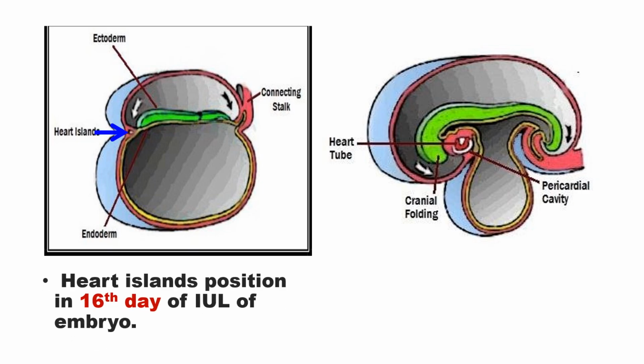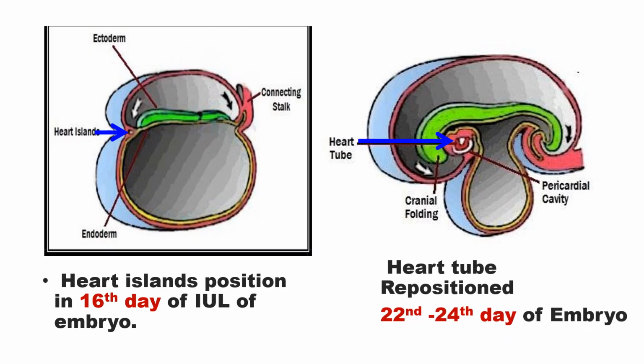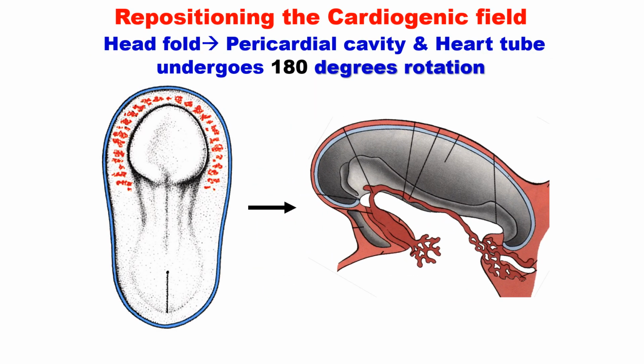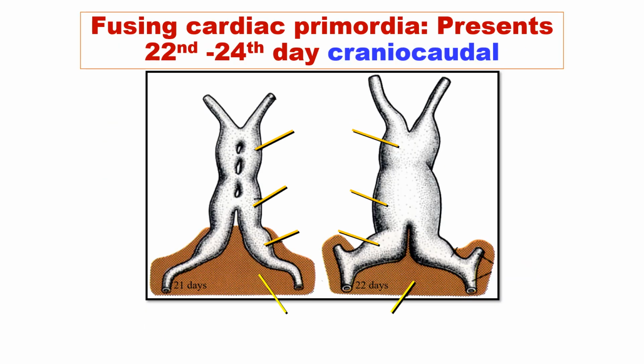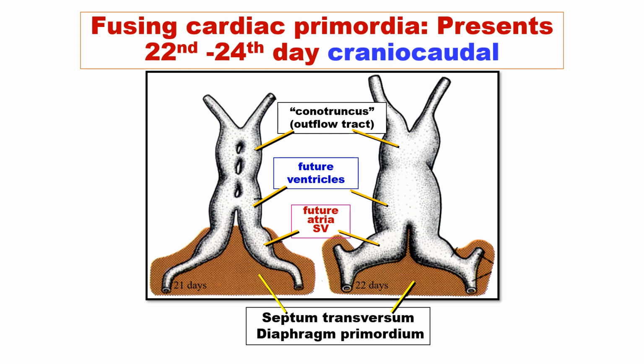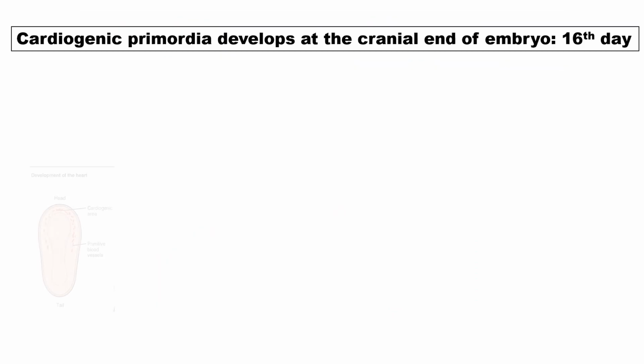The heart islands are positioned on the 16th day of intrauterine life, derived from the primitive streak. The heart tube is repositioned around the 22nd to 24th day, where it reaches the thoracic region. With repositioning of the cardiogenic field due to the cranial fold, the pericardial cavity and the heart tube both undergo 180 degrees rotation. Fusion of the cardiac primordia presents craniocaudally: conus truncus outflow, primitive ventricles or future ventricles, future atria and the sinus venosus, which is embedded in the septum transversum, the diaphragmatic primordia.